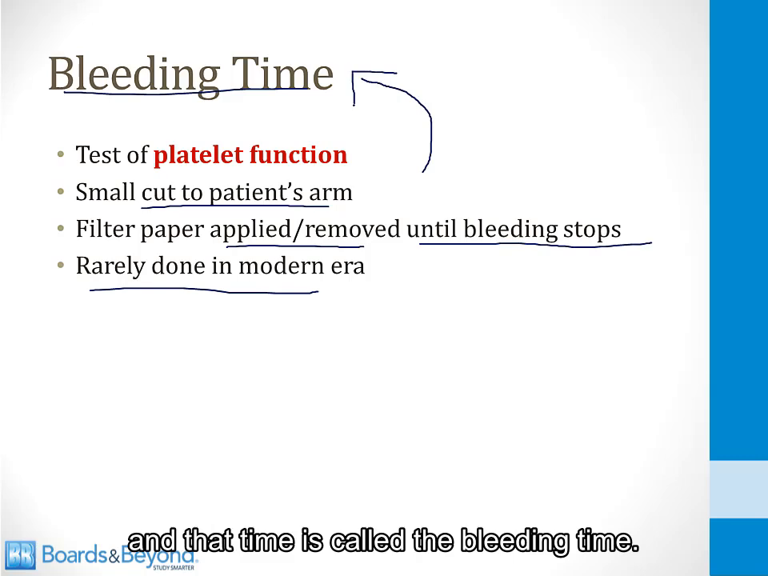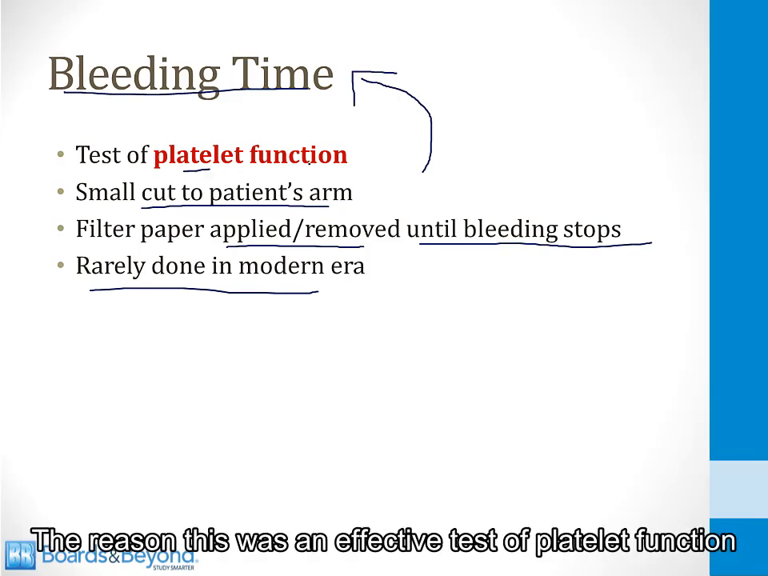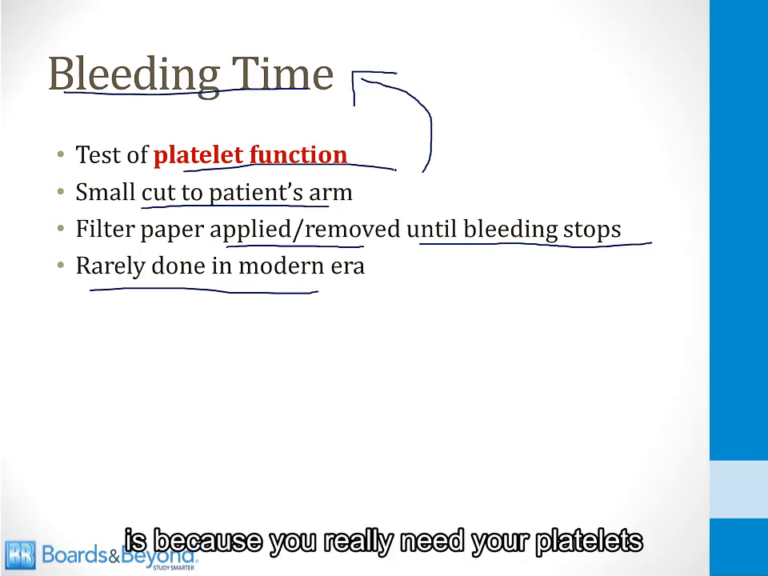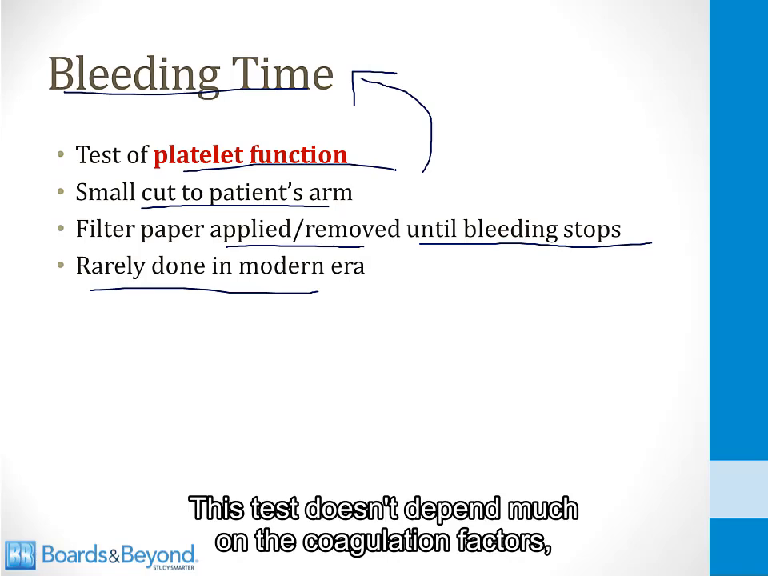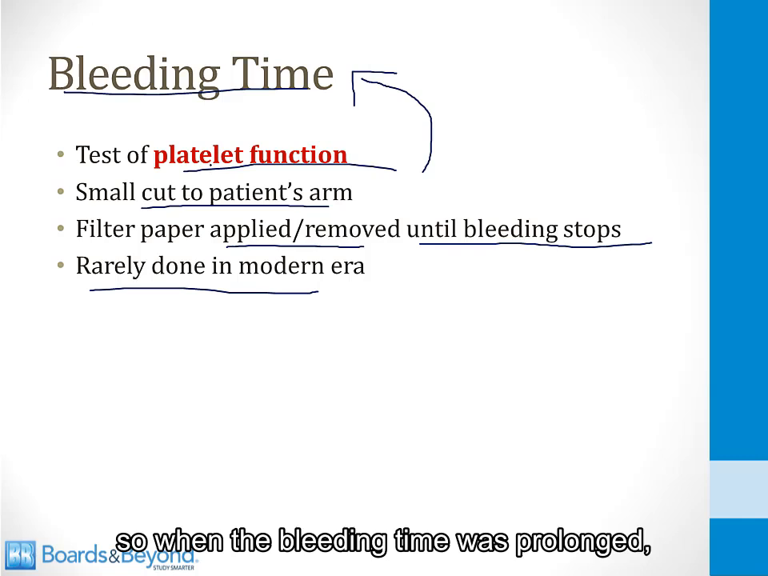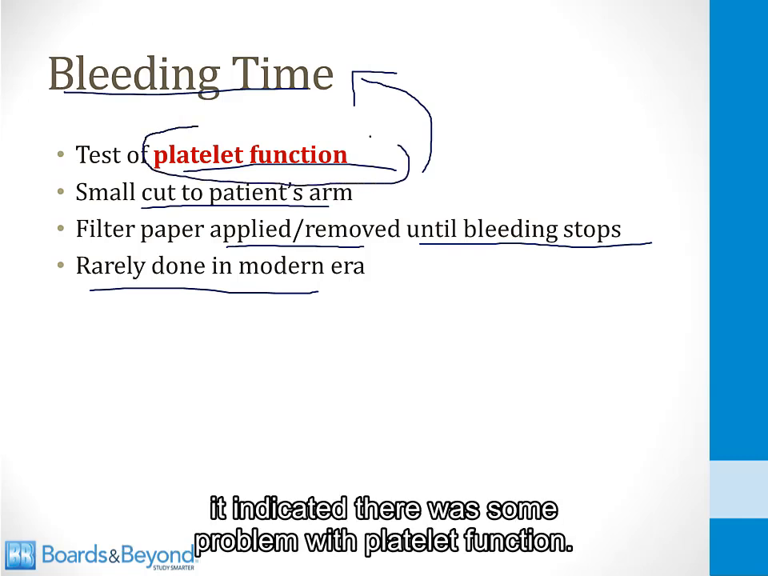You then record the time it took for the bleeding to stop, and that time is called the bleeding time. The reason this was an effective test of platelet function is because you really need your platelets to stop superficial skin bleeding like this. This test doesn't depend much on the coagulation factors, so when the bleeding time was prolonged, it indicated there was some problem with platelet function.